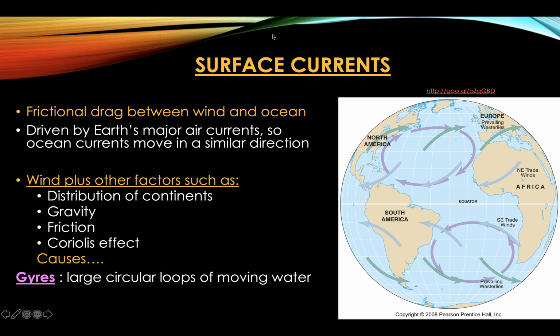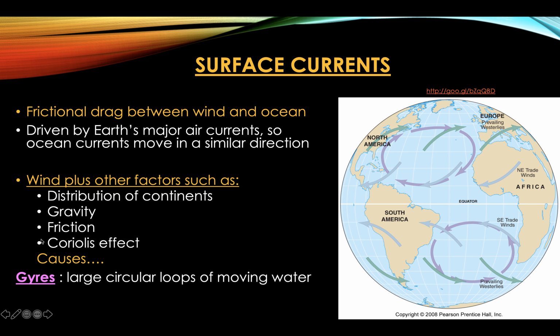So surface currents are what is in direct contact with the atmosphere and wind belts. And they're a result of the frictional drag between the wind and the ocean. So driven by Earth's major air currents, they're going to move in a similar direction. But they're not going to move exactly parallel to the wind direction. So we'll come back to this in a few slides. But this is due to the Coriolis Effect, right? That deflection of moving objects to the right or left on this planet due to the rotation of Earth.